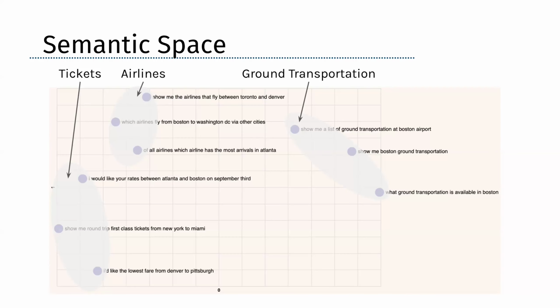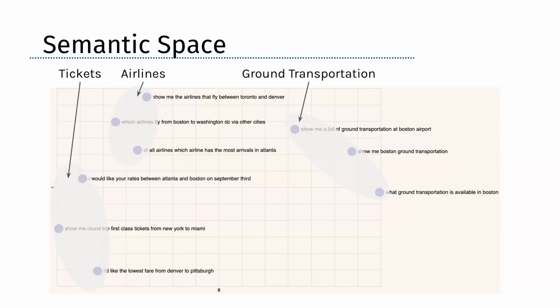Similar to words, let's see how sentences can get organized in semantic space. Here we have different sentences placed on a two-dimensional grid. Each dot represents a sentence, and similar sentences are grouped together based on their meaning.